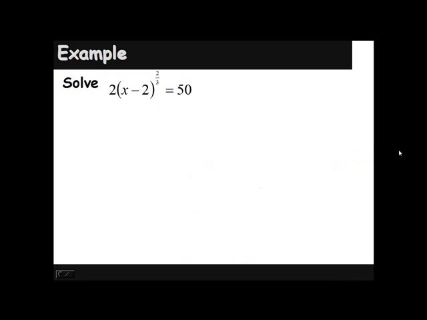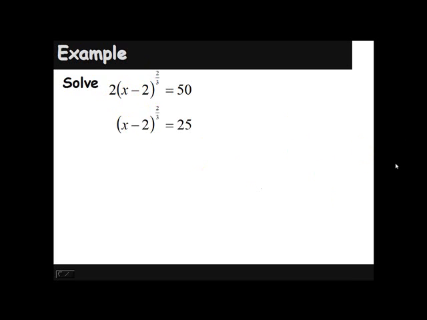Here's another example. 2 times the quantity x minus 2 to the 2/3 power equals 50. Remember, this is a radical equation because I have an x that's being raised to a fractional exponent. So let's go ahead and solve this problem. We're going to divide by 2 to start off. We've isolated this x minus 2 to the 2/3 power.